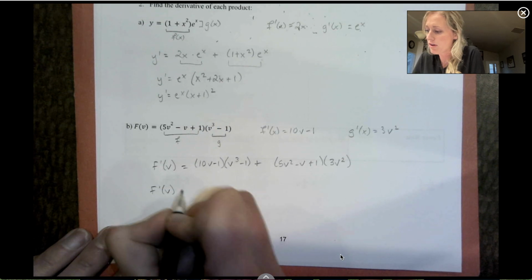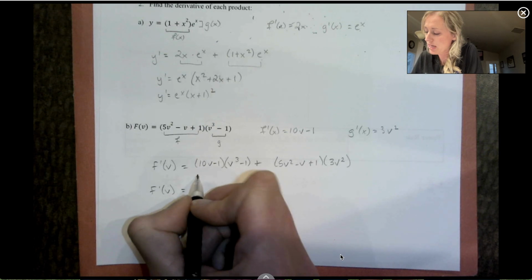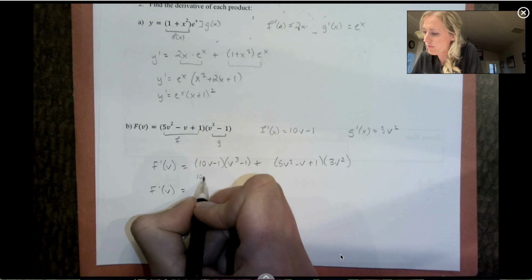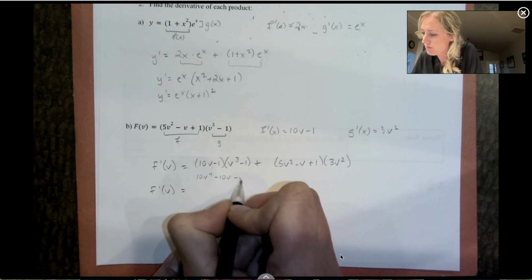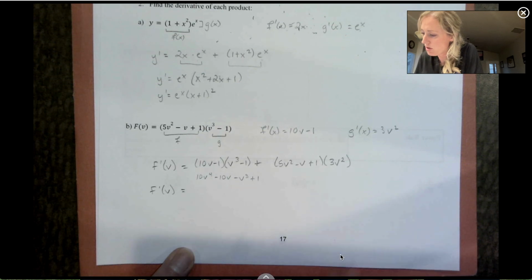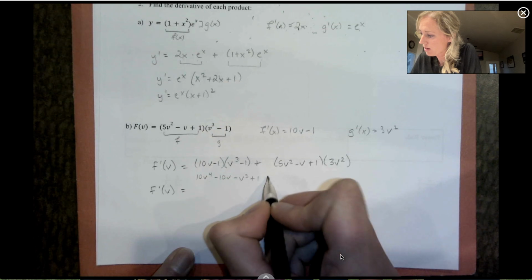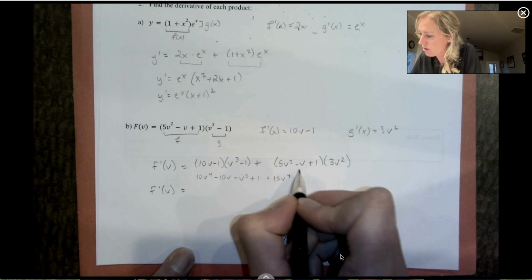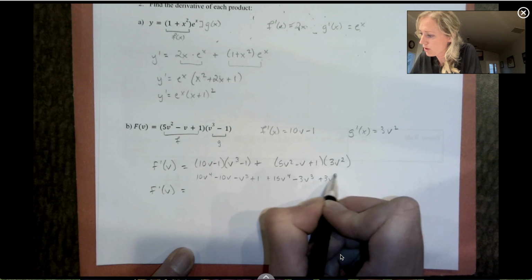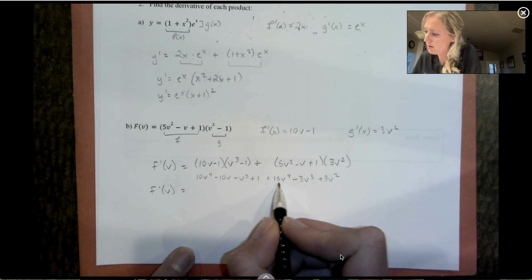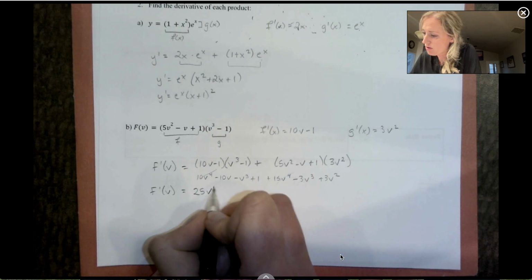I'm going to simplify. So if I distribute here, we get 10v to the fourth minus 10v minus v cubed plus 1. Then, distributing that, I've got 15v to the fourth minus 3v to the third plus 3v squared. Combining like terms, my highest powers here are 4s. Add those, we get 25v to the fourth.